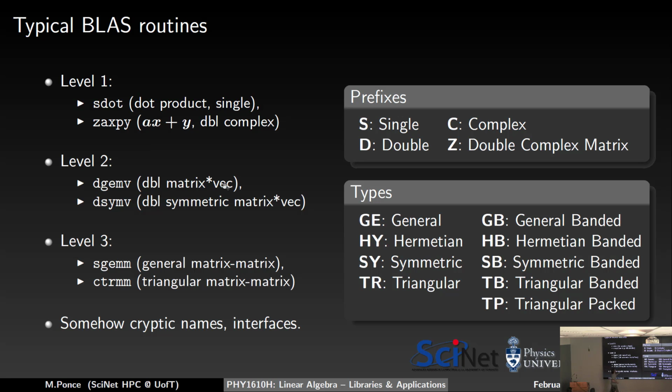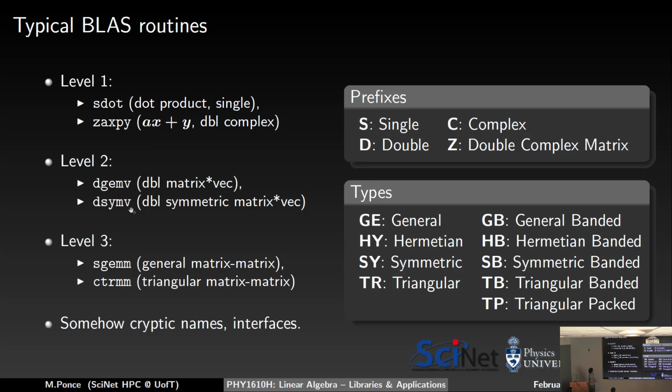So the types that we may have are general, where there is no specific structure underlying, Hermitian, symmetric, triangular, triangular banded, triangular packed, Hermitian banded, and general banded. So now you specify the type of variable that you have, and then the type of matrix that you have, and finally the operation. In this case, it's always matrix vector multiplication, that's the MV. So here we have a double general matrix vector multiplication, double symmetric matrix vector multiplication.